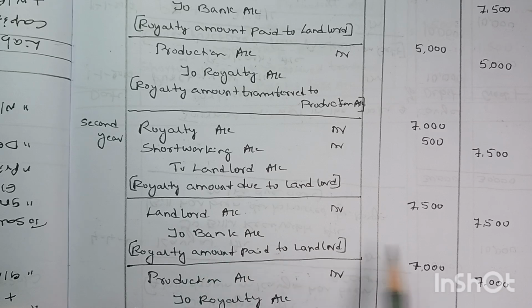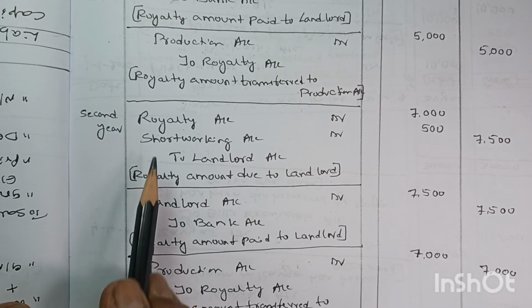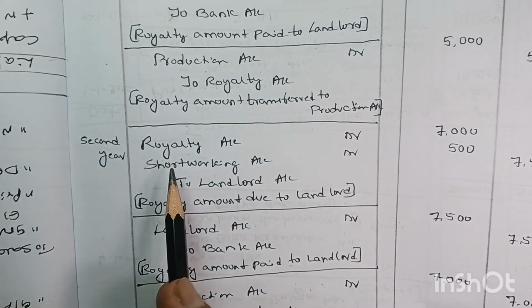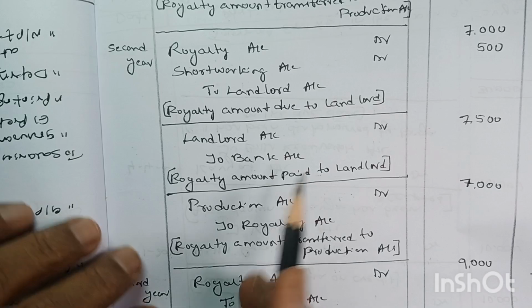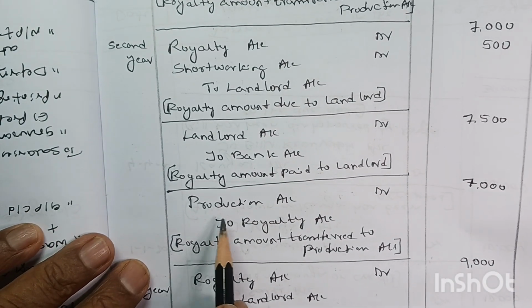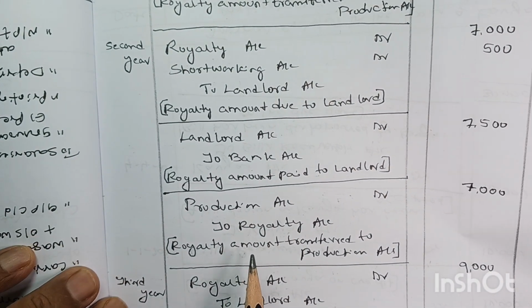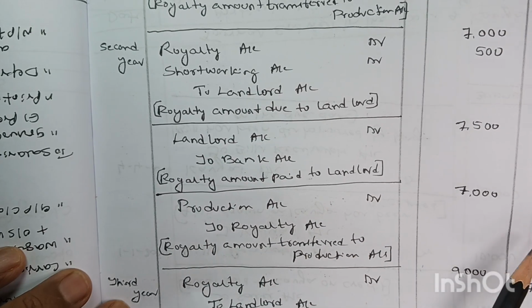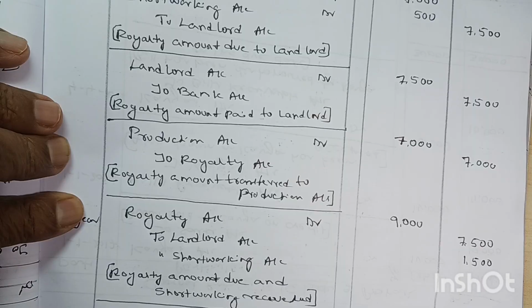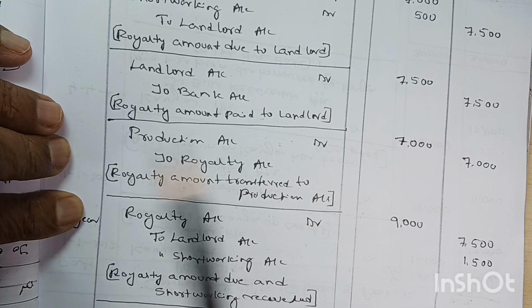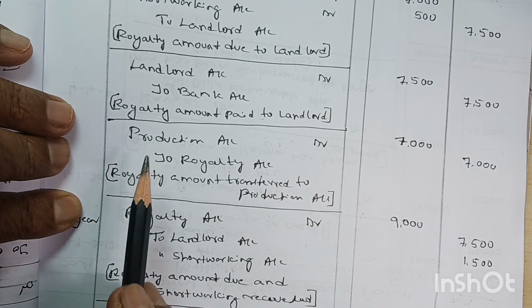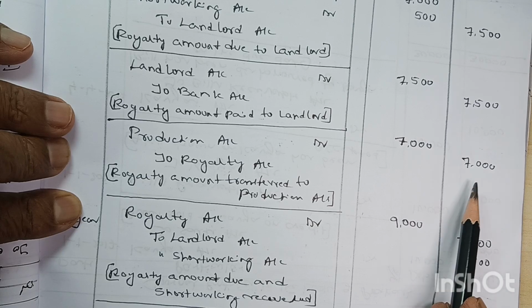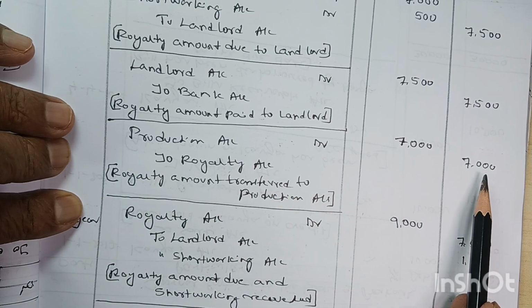Landlord account debtor to bank account 7,500, royalty amount paid to landlord. Then as usual, when royalty account is opened, it should be closed. How will it be closed? It will be transferred to either production account or profit and loss account. Production account debtor to royalty account 7,000. When royalty account is opened, it should be closed. I told you earlier, production account debtor to royalty account or profit and loss account debtor to royalty account.